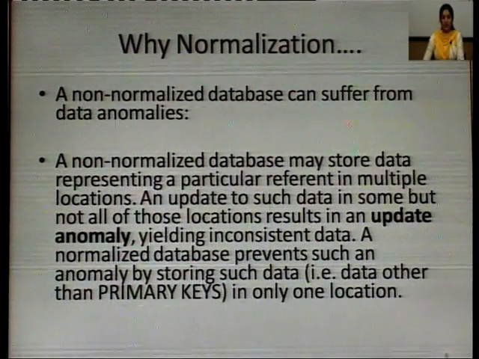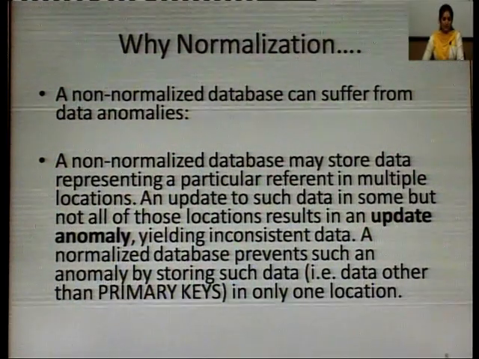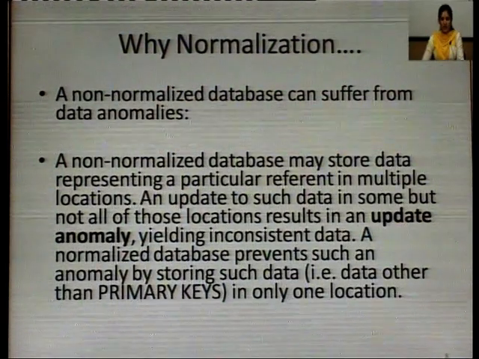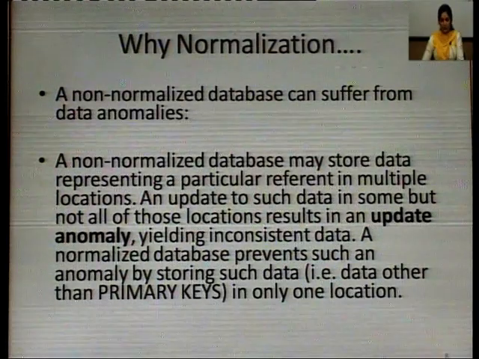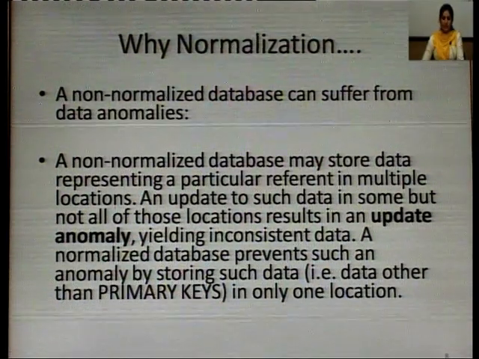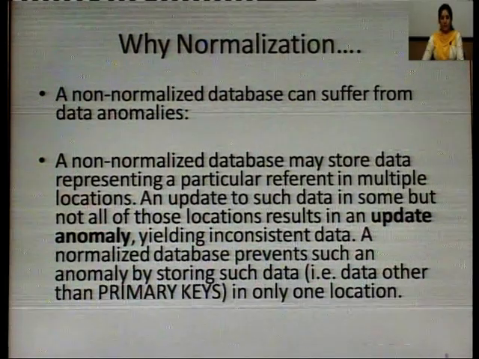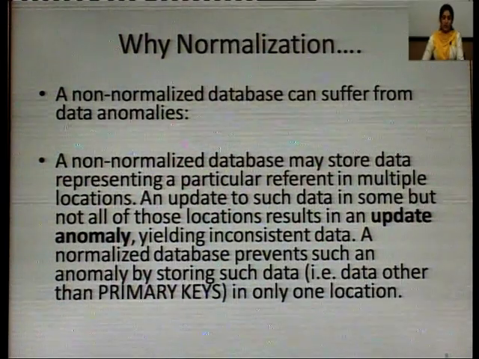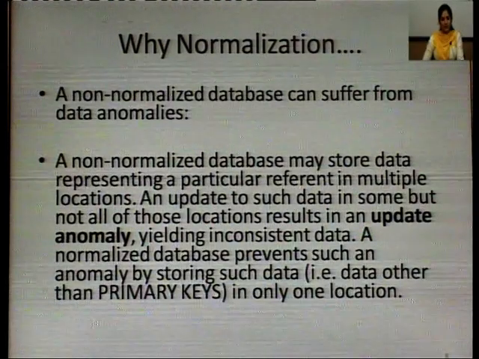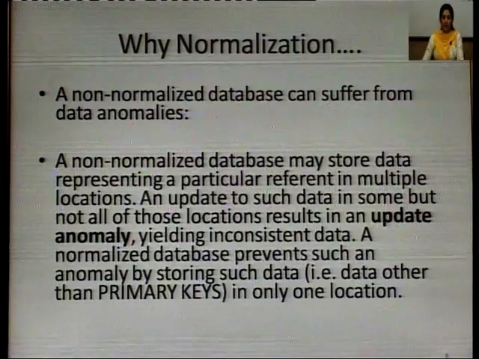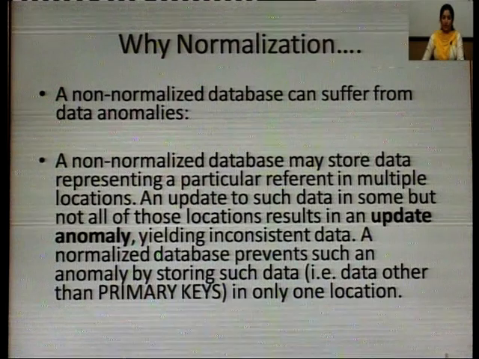For example, if the address of the student is being changed and the information is residing at two different places, there is a possibility that you may change the address of the student at one place but not at the other place. So an update to such data in some but not all of those locations results in an update anomaly. So this will be known as update anomaly, because you are making changes to the record of the student at one place, but you are not ensuring that the change in the information is being reflected at all the places.